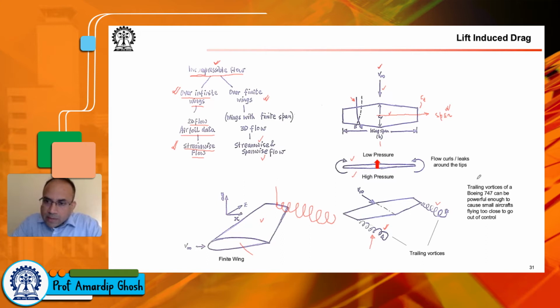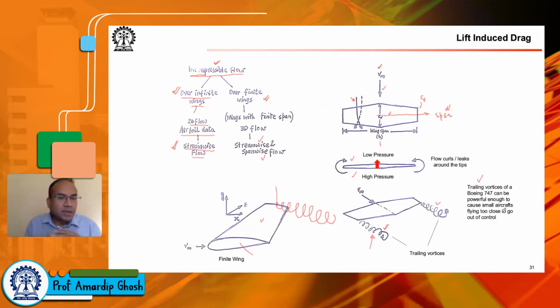Trailing vortices, and it is interesting to note that the trailing vortices of a large aircraft, say a Boeing 747 or the big Airbus 380, can be powerful enough to cause small aircraft flying too close to go out of control. Remember that a lot of these analyses are done with this v infinity, a uniform free stream coming towards the vehicle. So relative wind is more or less like a uniform flow field. But if you are caught in the trailing vortex of a large aircraft flying in front of you, your control surfaces and many other things can go out of the design expectations.